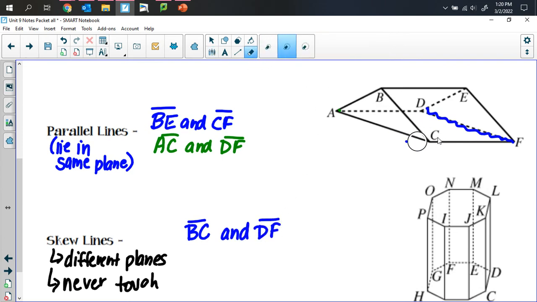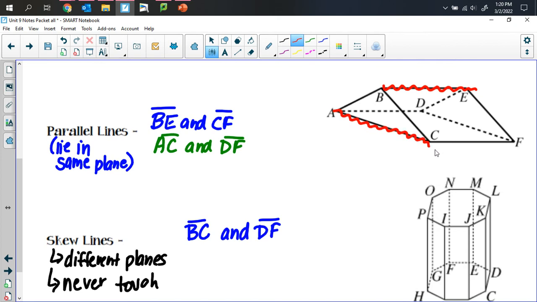Another set of skew lines would basically be if I had up at the top here BE, which was kind of going side to side, and then I had AC, which was lower down over here and kind of coming out and going left to right, whereas this one's kind of coming forward. So another example that we would have of skew lines would be AC and BE. And we would actually see that in this picture up here.